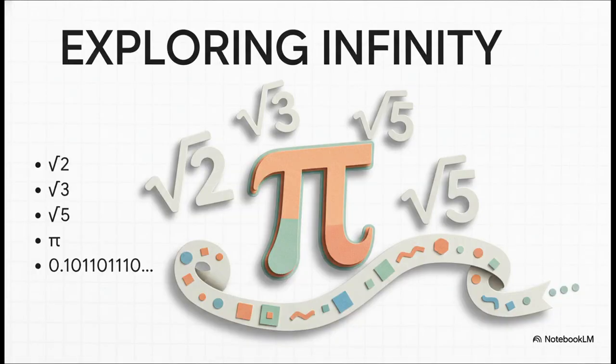And I bet you already know some of the most famous ones. We're talking about numbers like the square root of 2, the square root of 3, the square root of 5. Those are the classics. And then, of course, you've got the superstar of them all, pi. Oh, and don't forget those weird-looking decimals that just go on and on forever without ever repeating? Yeah, those are irrational too.